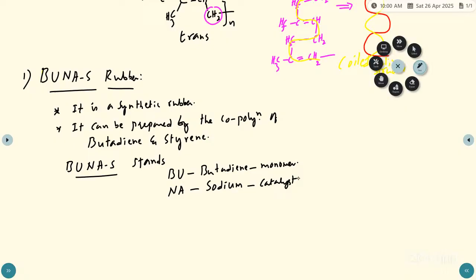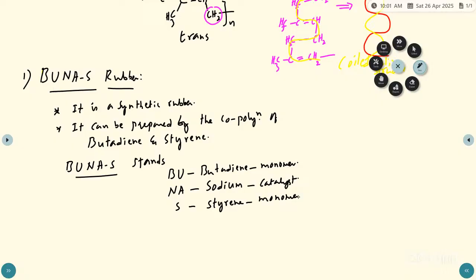So what is the symbol of sodium? Capital N small a. But here you have to write all caps, capital N, capital A. And then what about S? S stands for styrene. What is styrene here? The second monomer. So Bu is butadiene monomer, Na stands for sodium, used as catalyst, and S stands for styrene monomer. So this is the abbreviation of BUNA-S.